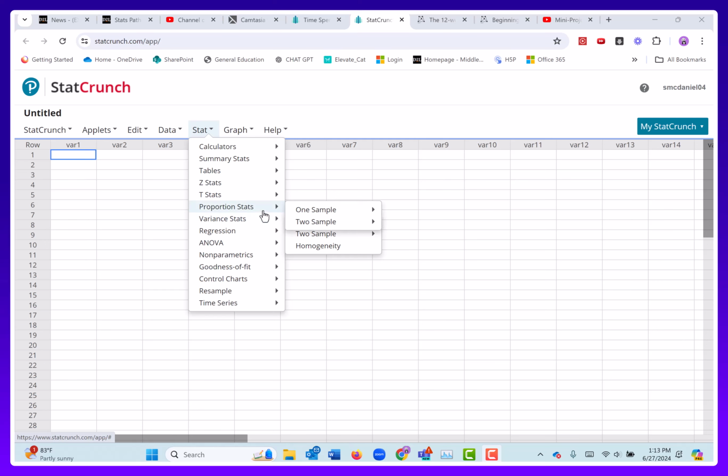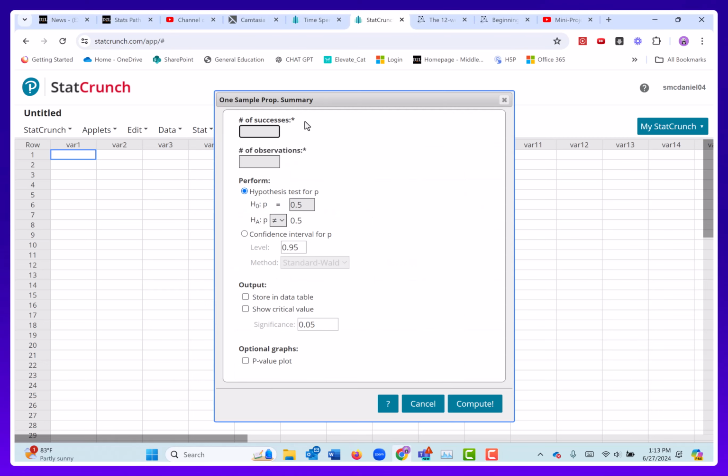So we have proportions, 1 sample, and we have summary data. Okay, so the number of successes: 376 had a smoke alarm out of a total of what? 400. And we are testing this against 0.9. And then make sure you change HA. If I forget to do something, this is probably it. So change that to greater than 0.9. I like going ahead and popping a p-value plot on here just so I can look at it.